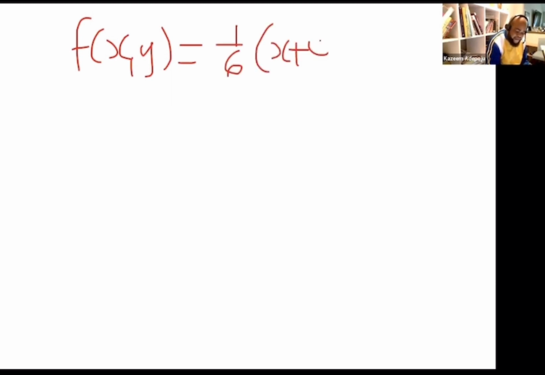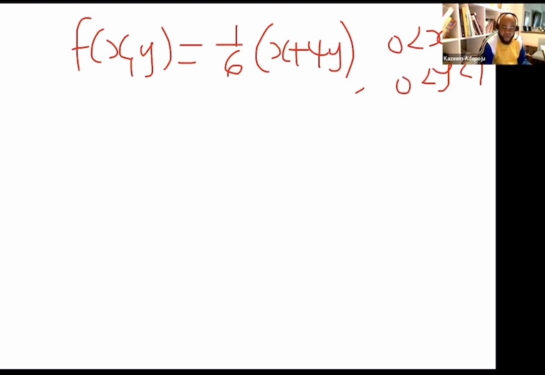Now, you're given f of x,y equal to 1 over 6 into x plus 4y. You're given the range of X to be 0 to 2, and the range of Y to be 0 to 1. Can you all confirm what I'm writing on my whiteboard?